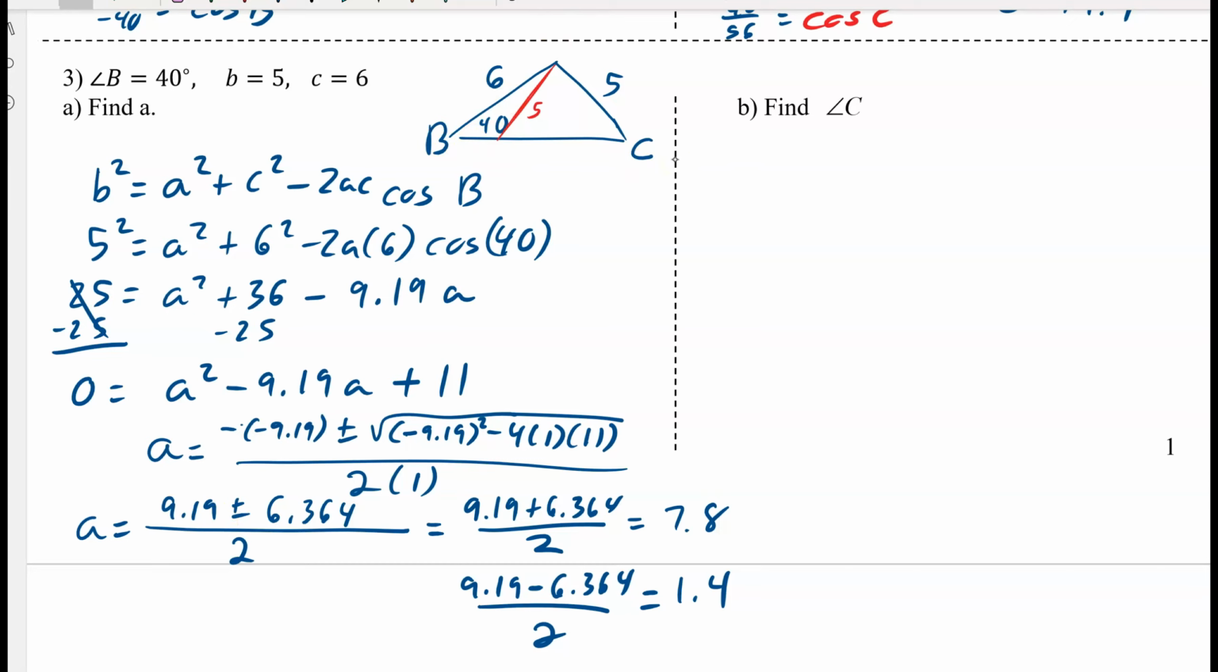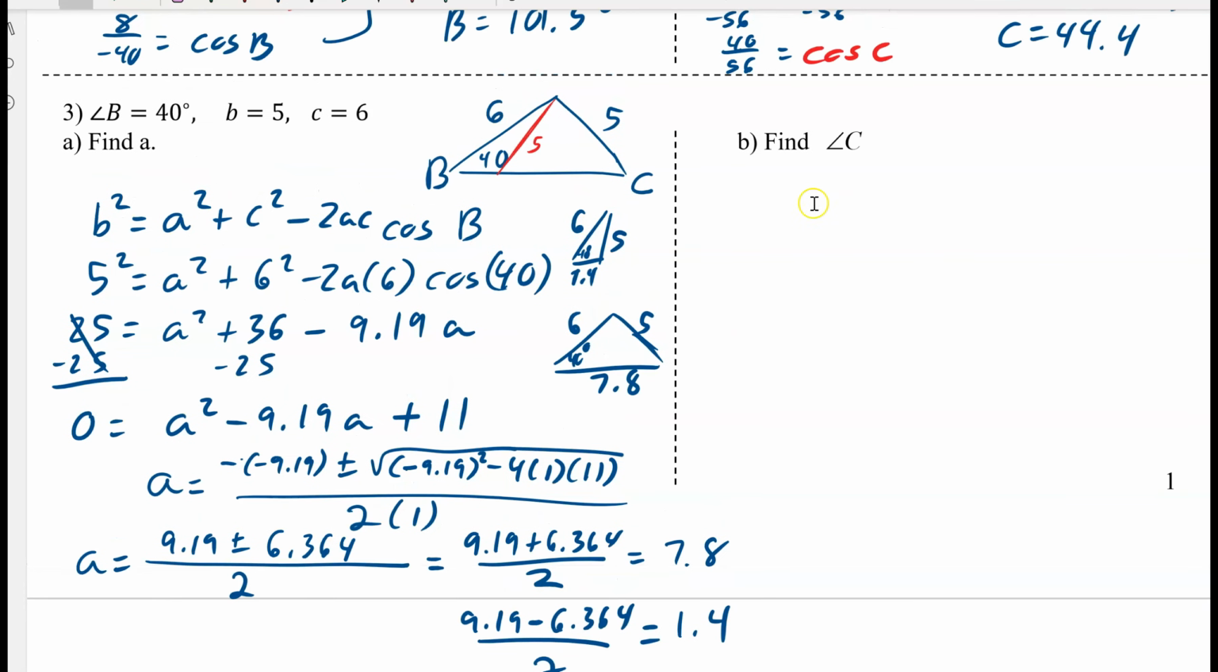If we were to draw these out, we have the little one, that's the 1.4, and then we have the big one, that's the 7.8, with 6 and 5, 6 and 5. So there's your 2 triangles for that, and we know that B is 40 and 40, it doesn't change. Now how about angle C? Angle C can be 2 different angles. You can use law of sines, which I recommend, or you can use law of cosines to find them again. So finding C is now your choice.